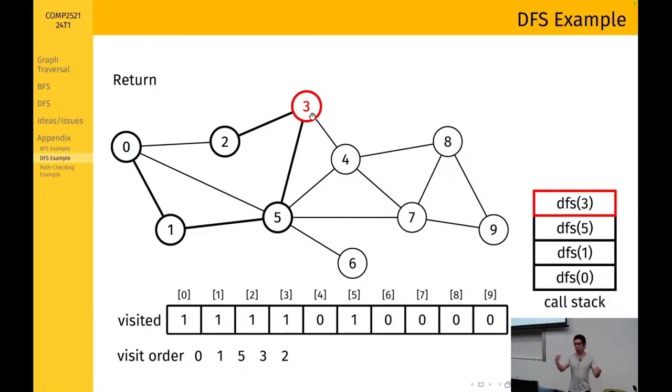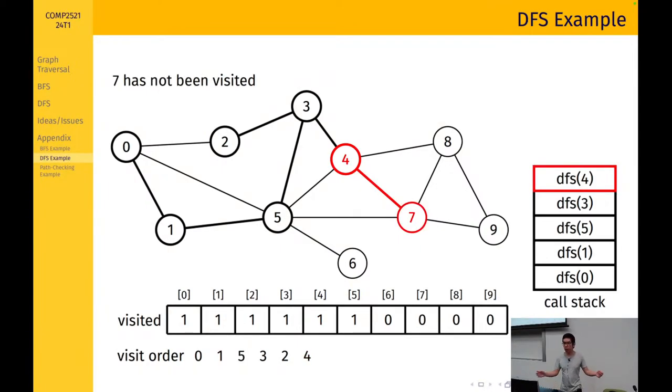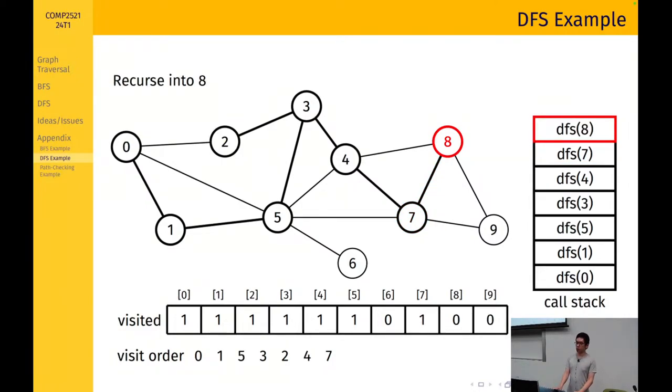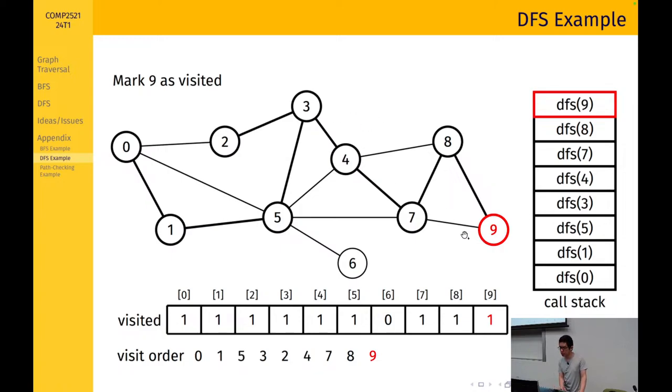Now DFS3 still has another neighbor, 4, which hasn't been visited. So we're going to recurse into 4 now, and we mark 4 as visited. 4 has neighbor 7, which hasn't been visited, so we recurse into 7. Now we mark 7 as visited. 7 has a neighbor 8, which hasn't been visited, so we recurse into 8. Then we mark 8 as visited. 8 has a neighbor 9, which hasn't been visited, so we recurse into 9. Then from 9, we mark 9 as visited. Since 9 is a dead end, both of its neighbors have been visited, we return.